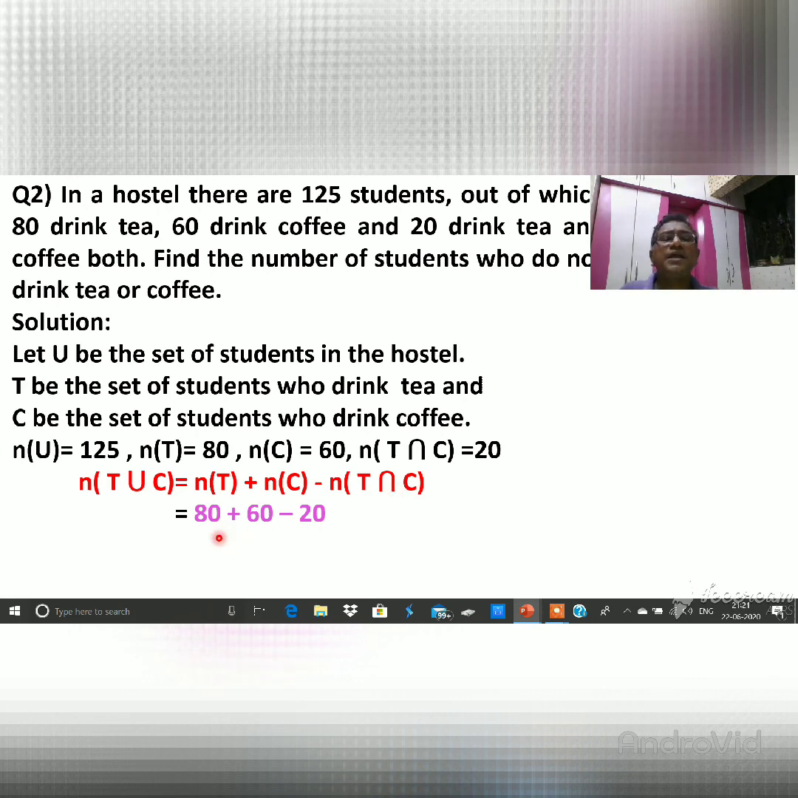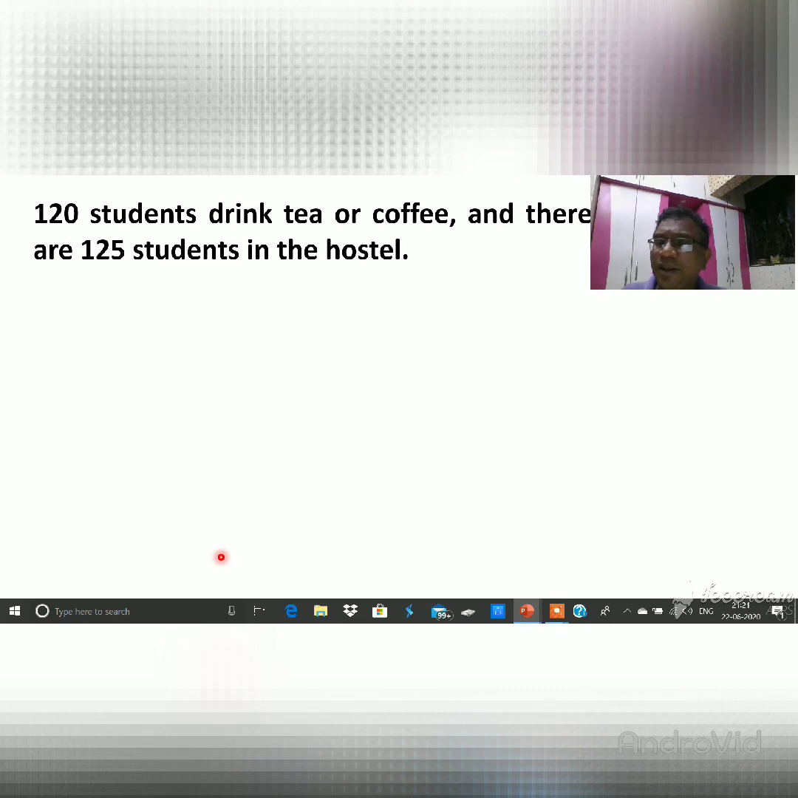See, 80 plus 60 is 140. 140 minus 20, so 120 remains. So in the hostel 120 students are there. Among these 120 students, some are drinking tea and some are drinking coffee. So 120 students drink tea or coffee. Now I want to find out the students who do not drink anything. How do we find the students who drink neither tea nor coffee?